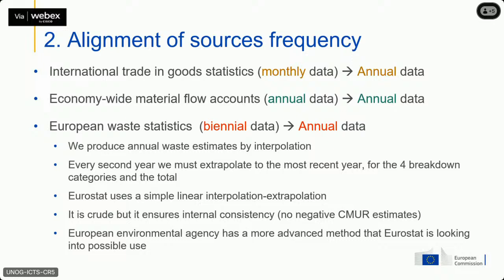For us, what is essential is that this interpolation, more sophisticated than linear, does not lead to negative estimates of the circular material use rate because they wouldn't have interpretation. It's a value that must be positive. In addition to this interpolation, every second year, we must also extrapolate 1 year of data because the most recent data point for waste could be 1 year too old. And this has created some errors in the past.